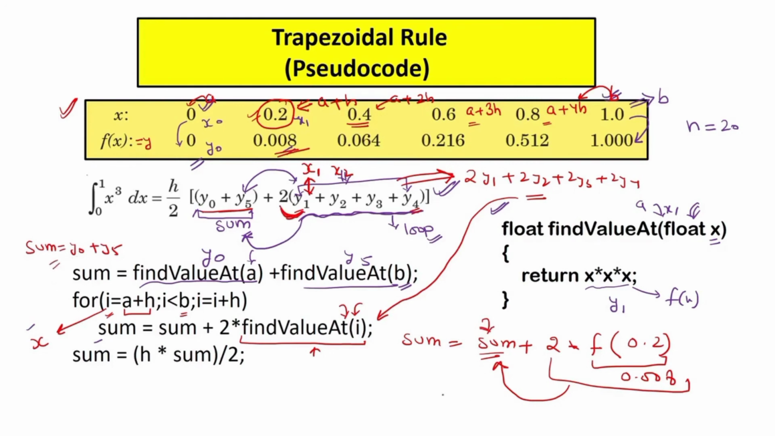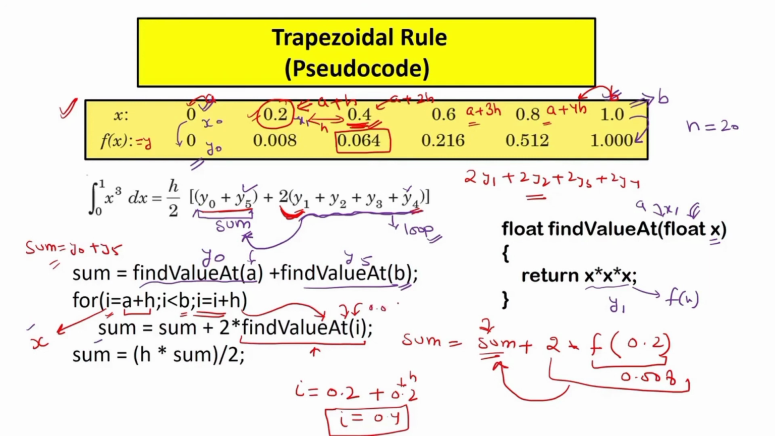Now after that I will generate the new value of i. What should be the new value of i? It should be 0.4. So what I am saying is i equal to i plus h. This means the previous value of i was 0.2. Now if I add h, that is plus 0.2, this is the value of the h step size, it will be 0.4. So the new value of i or the x is 0.4. Now I will be using this 0.4 here. So at 0.4 I will be finding this 0.064, and I will be using it here as 0.064.